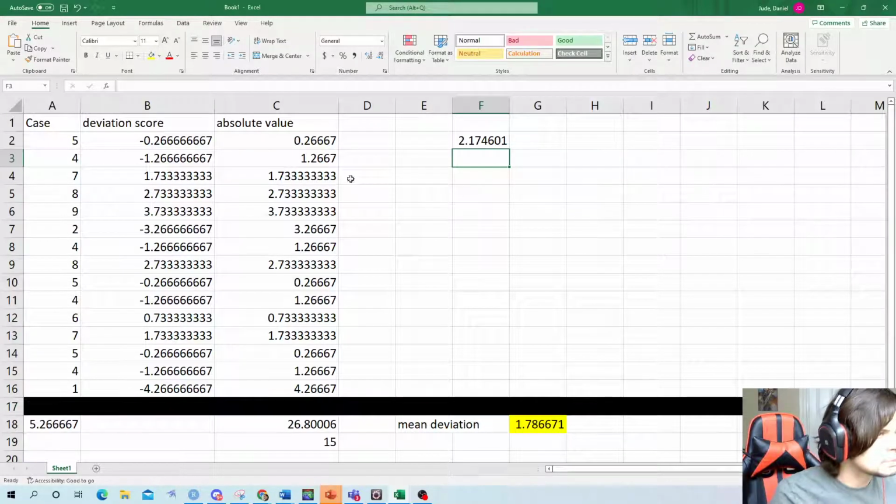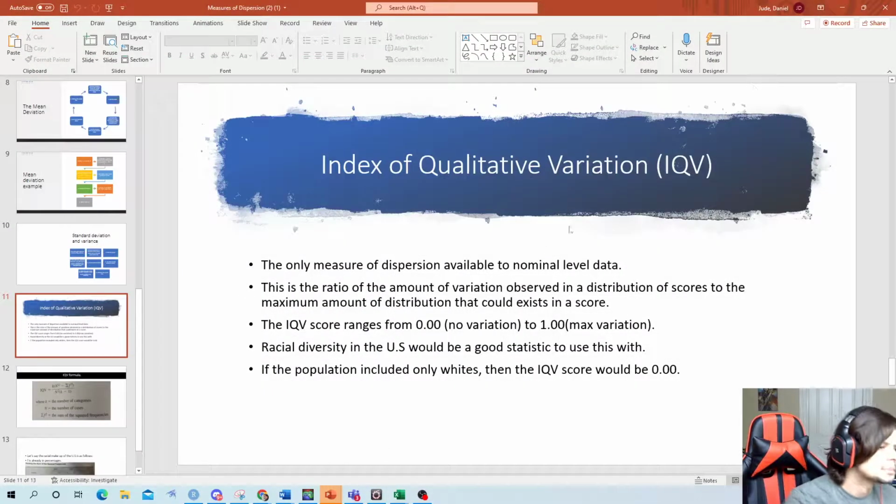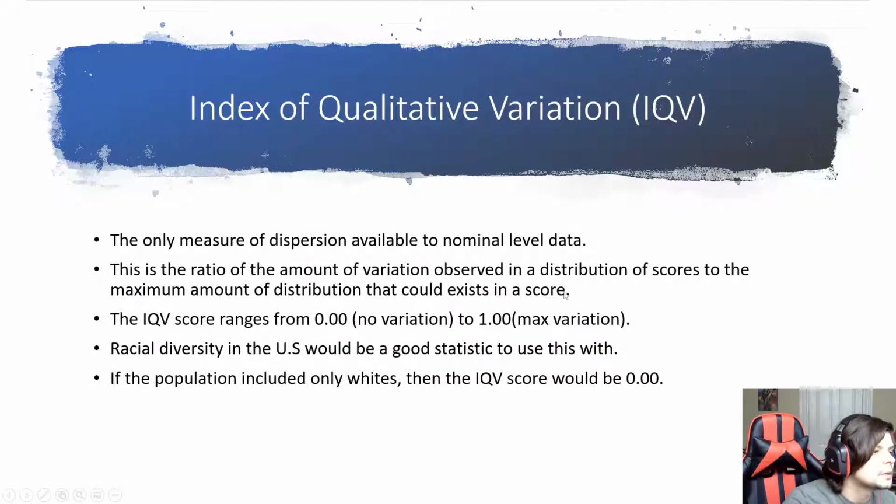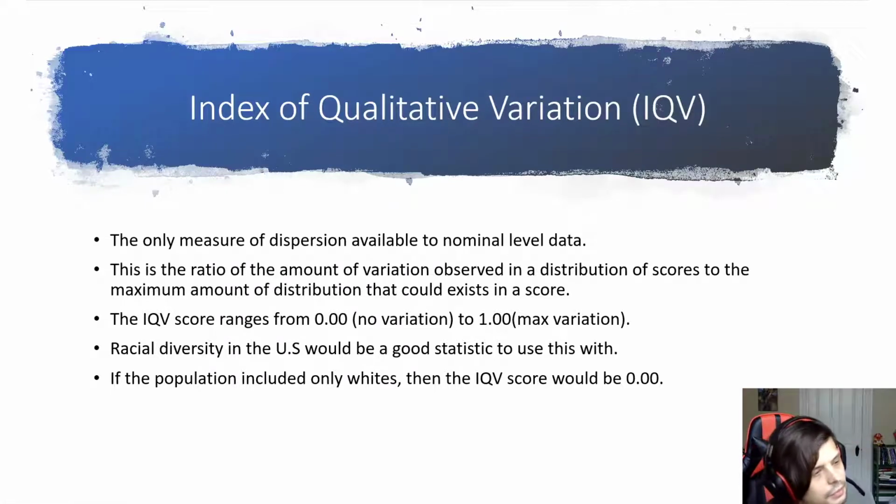Anyway, IQV. We will have a whole class on IQV. Okay? So IQV is a nominal level measure, and we'll get to the nominal levels when we get there. This is a ratio of the amount of variation observed in a distribution of scores. The IQV score ranges from 0 to 1.